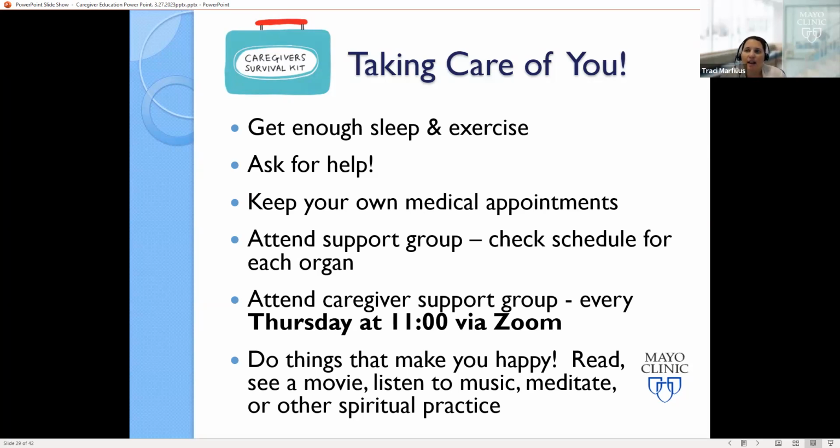So Heart has a support group every Tuesday at 1 p.m. for Heart and VAD. Lung has a support group every Tuesday at 1 p.m. Liver has a support group every Tuesday at 11 a.m. And Kidney has a support group for the fourth Wednesday of every month from 2 to 3. Again, that link is sent to the patient's portal, but you as a caregiver can attend.